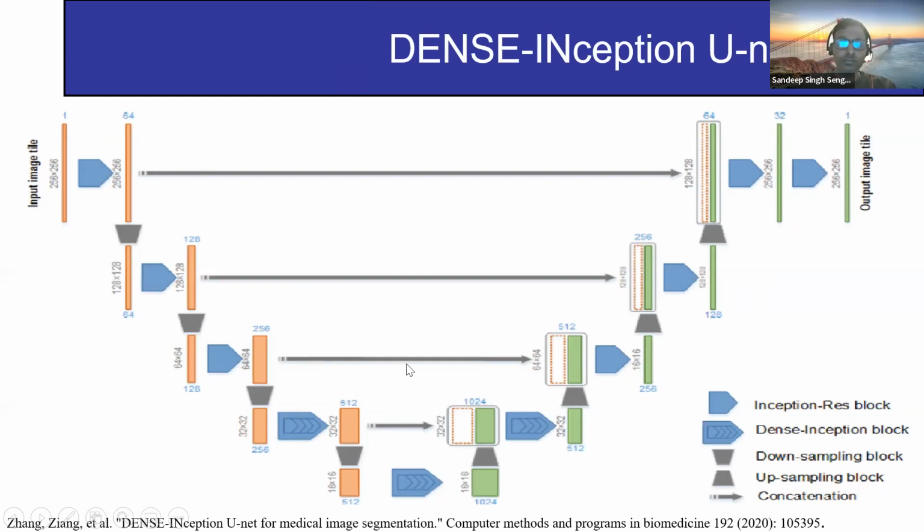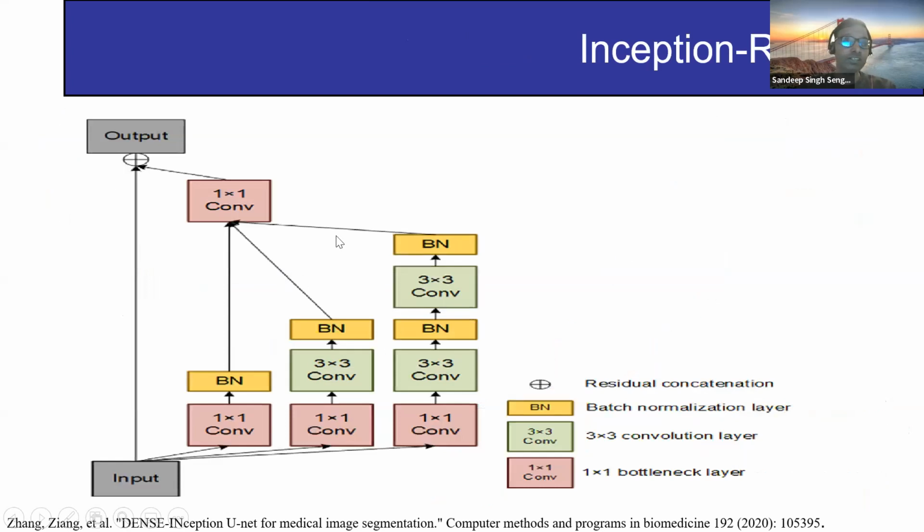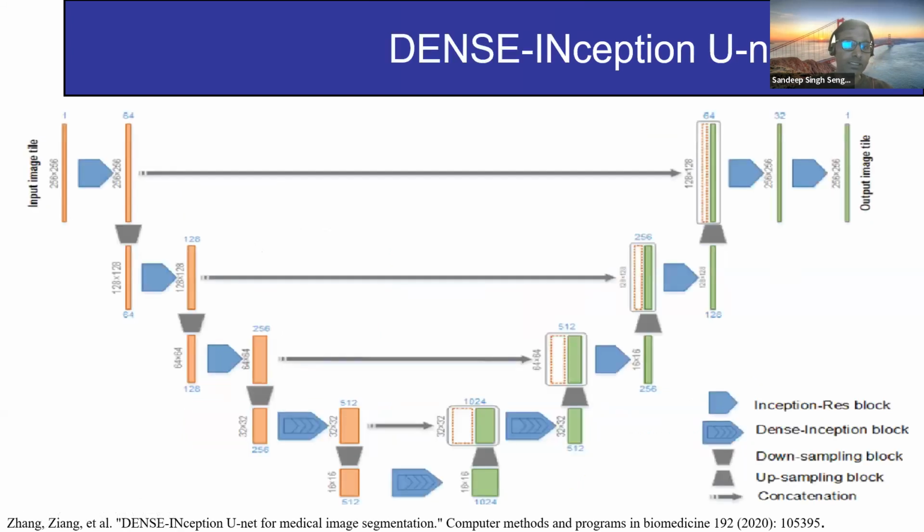Now, just see what this inception residual block is doing. You can see earlier in U-Net we had only simple convolution layers, but in place of the simple convolution layer, here we take the input and apply a 1x1 convolution, then a batch normalization layer, then a 3x3 convolution layer, then 1x1, and we generate the output. So this is the inception residual block, which is replaced by this single block.